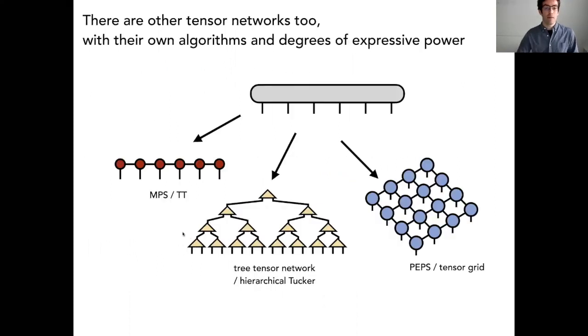And then, again, I'm talking about the MPS a lot, but there's other tensor networks too, and they have a whole literature about each one. There's even more that I'm not showing on this slide, with their own algorithms that are in some cases under very heavy development and various degrees of expressive power. So the MPS is the simplest one, and it has a tree-like structure if you know how to look at it. But you can do other more balanced trees as well.